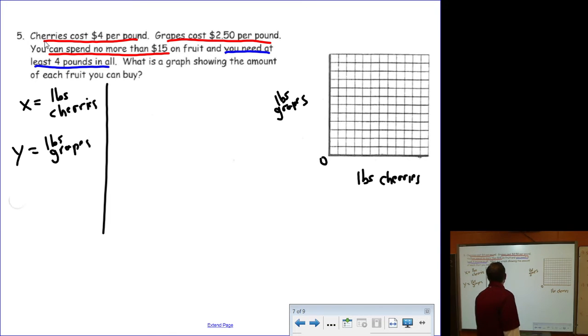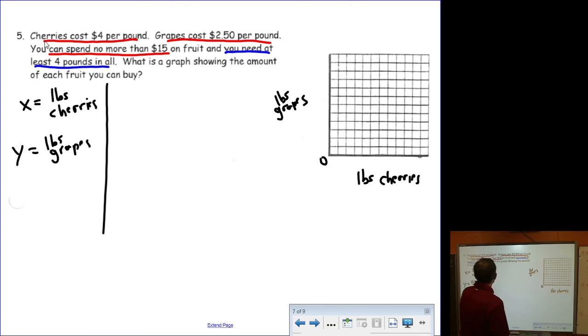And I'll number it after I write a couple equations. So the red lines give me one equation. They give me the price, right? There's two restrictions. The first restriction is I can't spend more than $15.